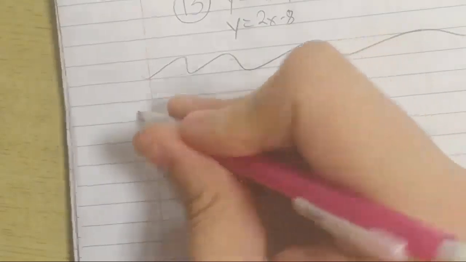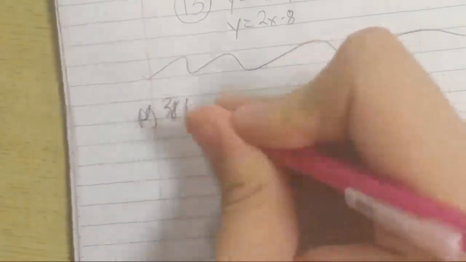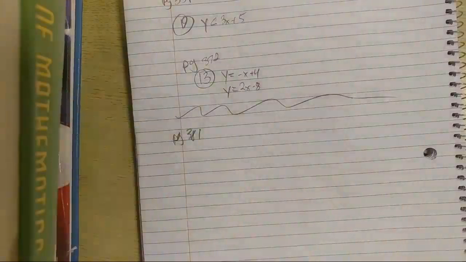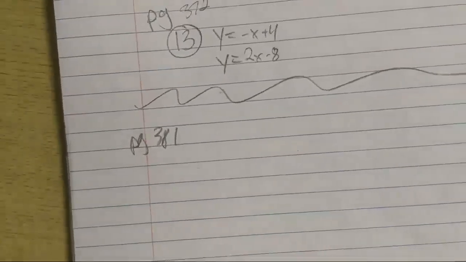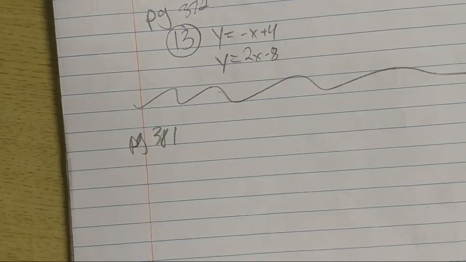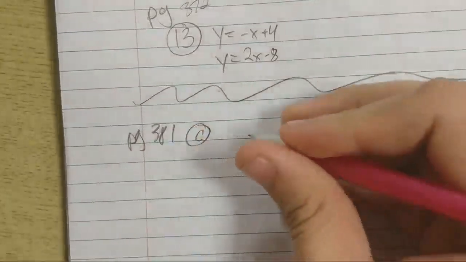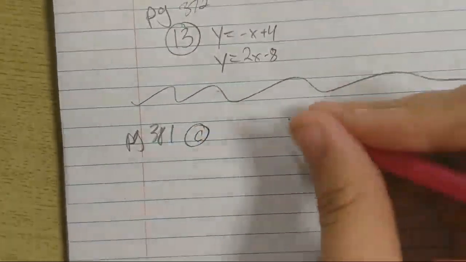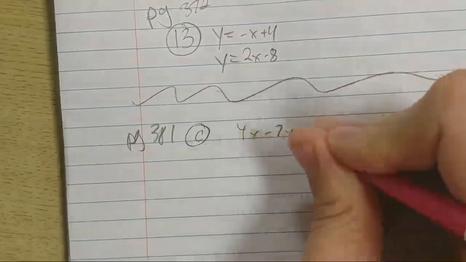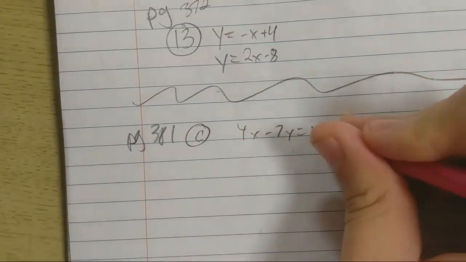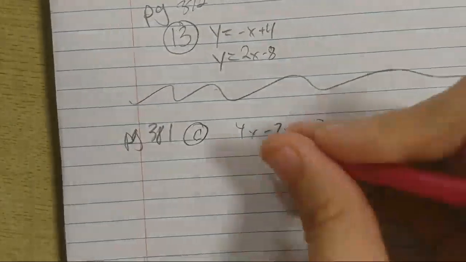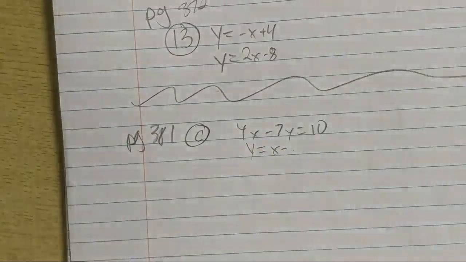So let's do page 381. I believe this is substitution. This should be fresh in our minds. But I remember not everyone did so well on the test, so I would pay attention to this regardless. So, page 381. Let's pick a clean one. Substitution. So I'm going to do number 6. That is 4x minus 7y equals 10, and then y equals x minus 7.